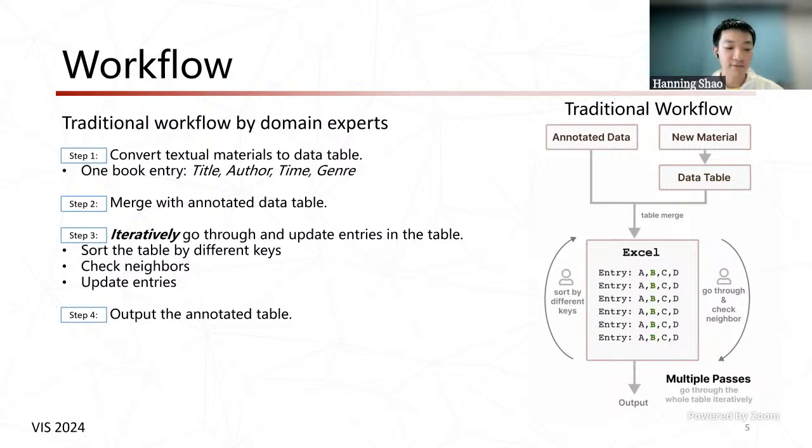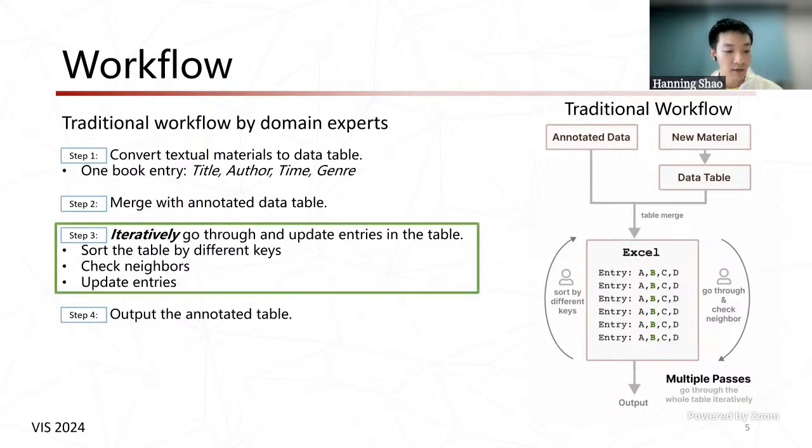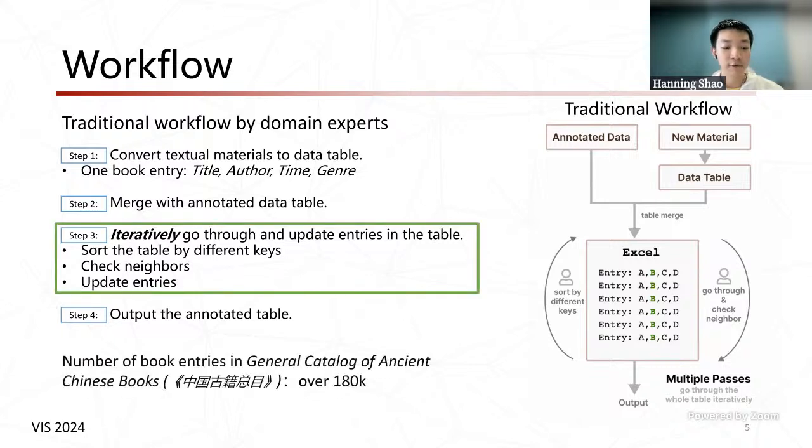Of course, this workflow has limited efficiency, especially in this step. Considering that in the general catalog by modern scholars, there are over 118,000 books, and let alone each book can be recorded in multiple catalogs, and more catalogs from personal collectors have not been included in this book. So we need a more efficient method to do the annotation cleaning.